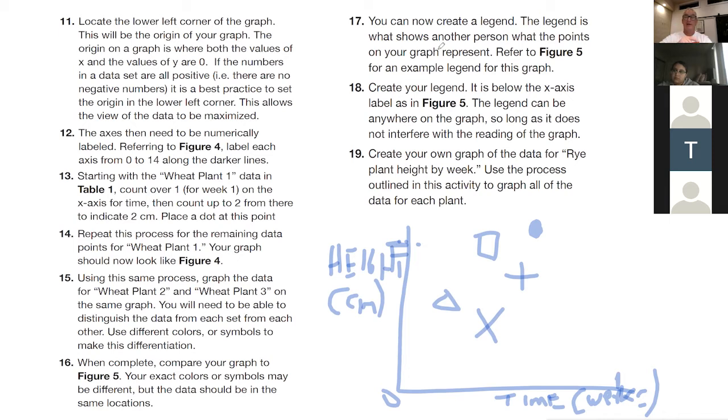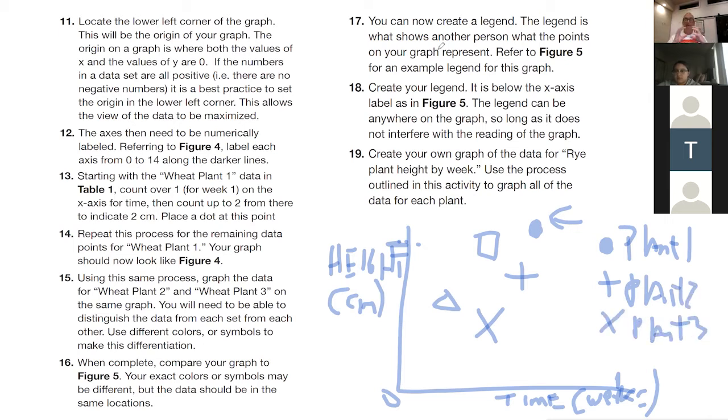The other thing then, if you are plotting 3 or 4 or 5 different things on the same plot, I need to know what they are. So you need to have something to tell me that this means plant 1, and this means plant 2, and that means plant 3. So you've got to have that. We call that a key. That's got to be somewhere on the graph so that I know what I'm looking at. Okay.